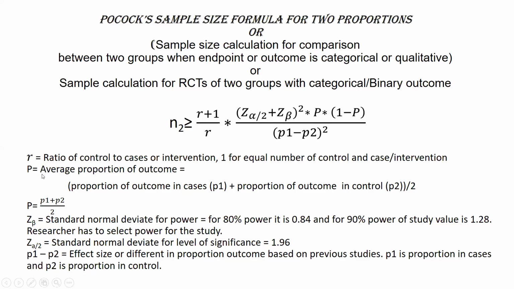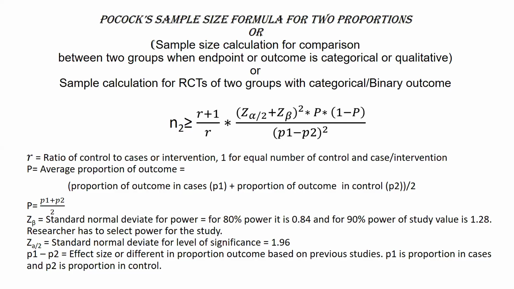Now what is capital P? Here capital P in this formula is the average proportion of the outcome. What do we mean by proportion of outcome in the cases or intervention group, P1, plus the proportion of outcome in control, that is P2, divided by 2? So capital P is P1 plus P2 divided by 2. We will do it one by one. So capital P is the average of the proportion in control and the proportion in cases: P1 plus P2 divided by 2.